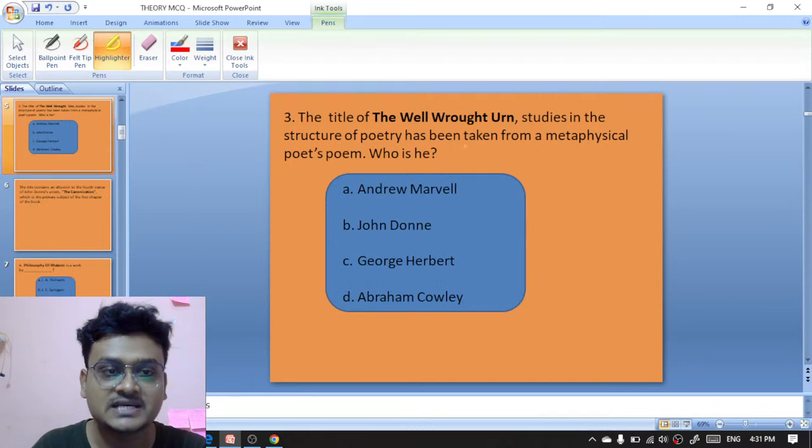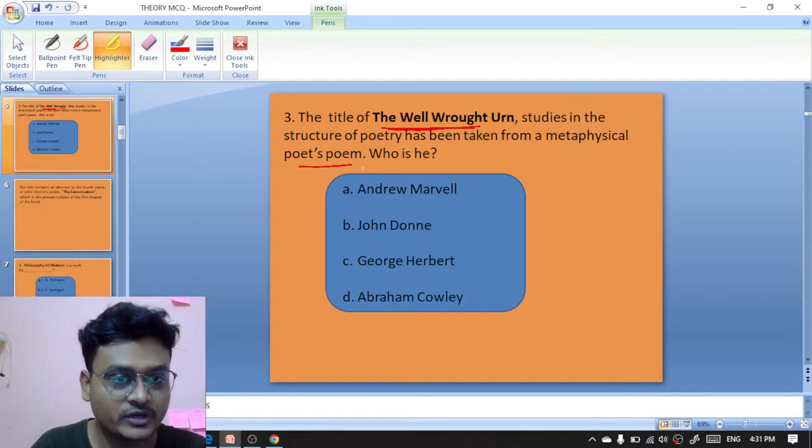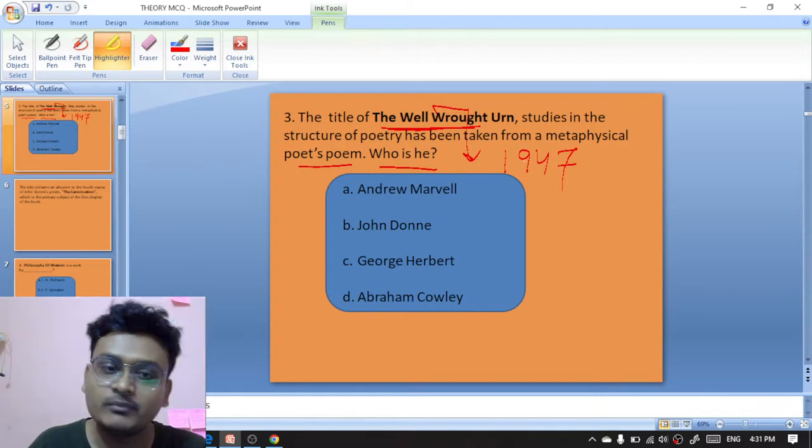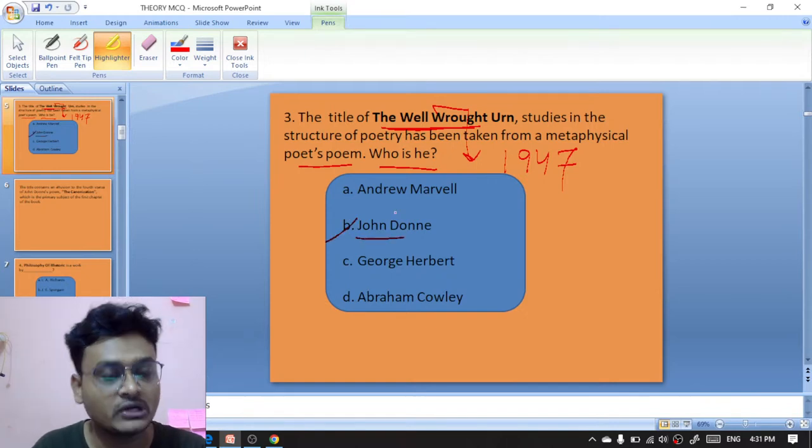Okay. The title of The Well Wrought Urn, Studies in the Structure of Poetry, has been taken from a metaphysical poet's poem. Who is that metaphysical poet? The Well Wrought Urn was published in the year 1947, and here the author, the New Critic Cleanth Brooks, has written that work. And Cleanth Brooks has mentioned a metaphysical poet, and the name of the poet is John Donne, and he has referred to John Donne's Canonization. For God's sake, hold your tongue and let me laugh.